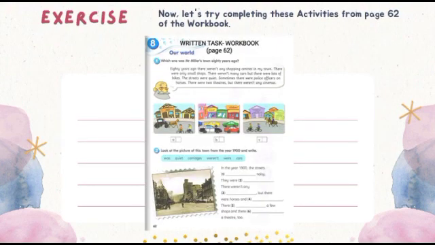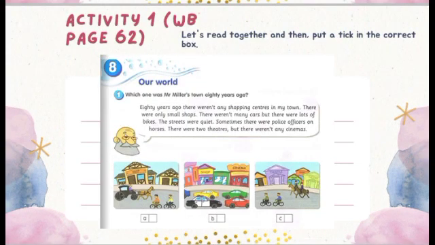Okay, now let's move to another activities in your workbook. Ya, kita tengok dua lagi aktiviti daripada buku kerja kamu, which is on page 62. Daripada muka surat 62. Are you all ready? Let's start. Okay, let's look at activity 1. Alright. Let's read together. Kita baca sama-sama and then put a tick in the correct box. Kamu perlu meletakkan tanda right ya, dalam kotak yang betul.